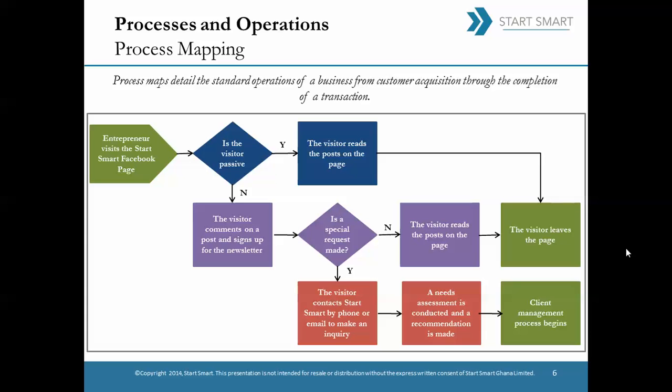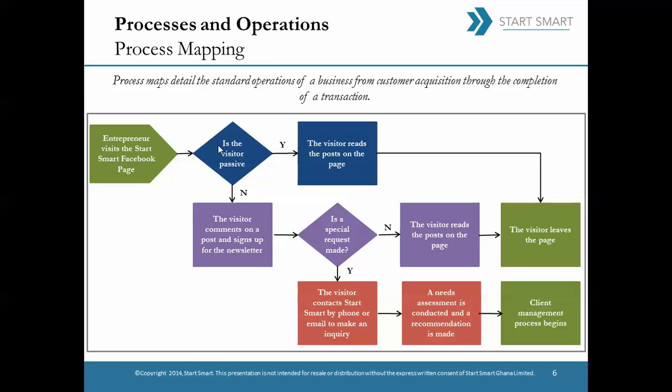So, what you'll see here is a sample process map for StartSmart, and we are looking at our social media engagement. The first step in the process is figuring out how we acquire our customers. In this case, it's our Facebook fans when they visit the StartSmart Facebook page. Then there's a decision to make.